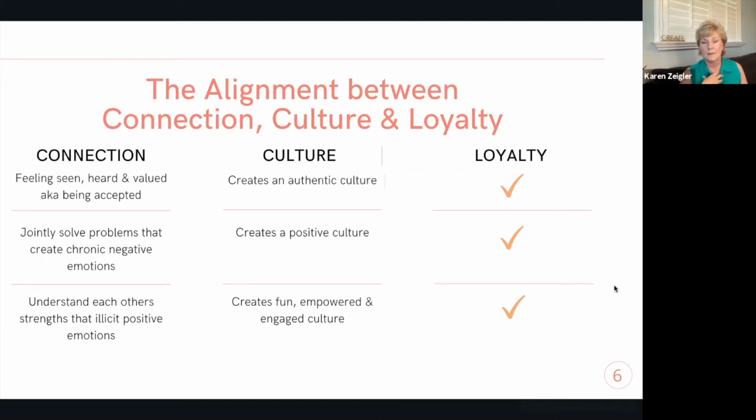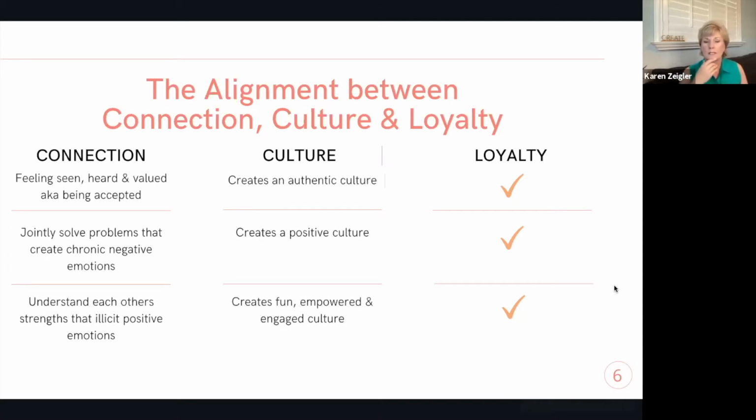When we can show up as our whole selves, 100% of who we are, and you can do the same, then that's an authentic culture. And authentic cultures are conducive to loyalty. People want to work in those kinds of environments, right? Secondly, she said it's jointly solving problems that create chronic negative emotions.